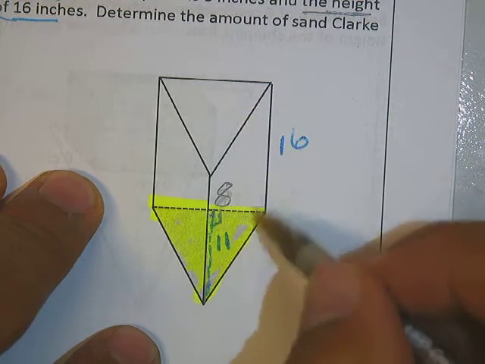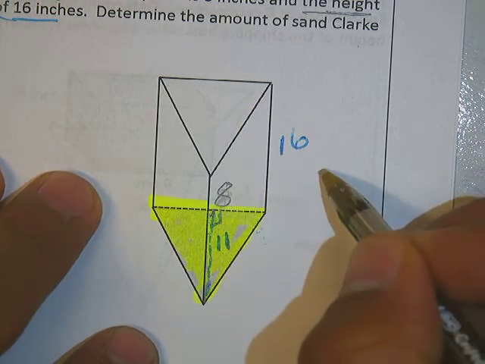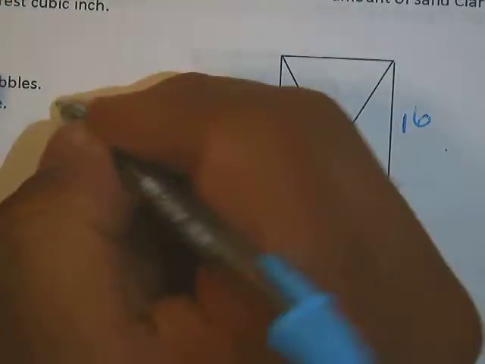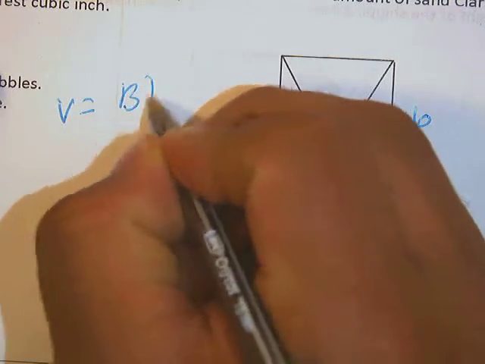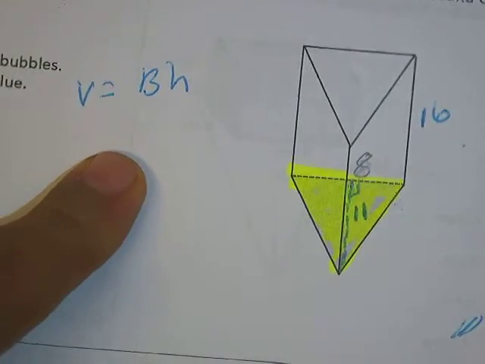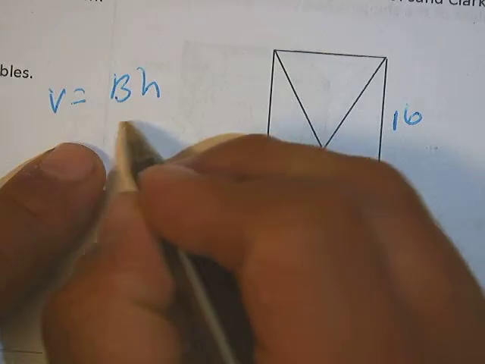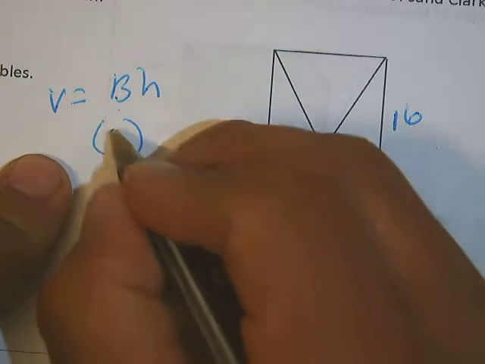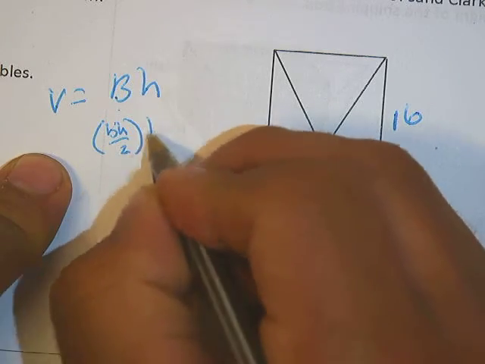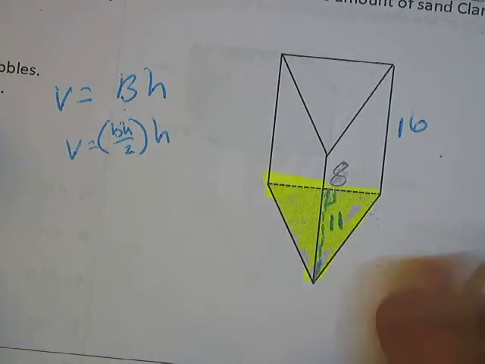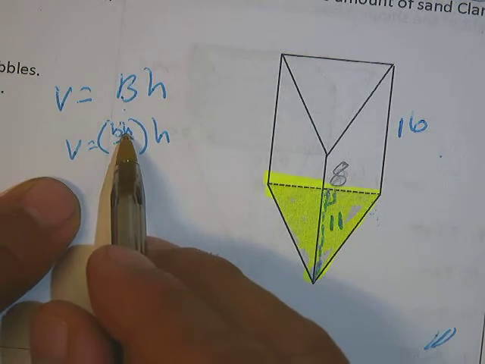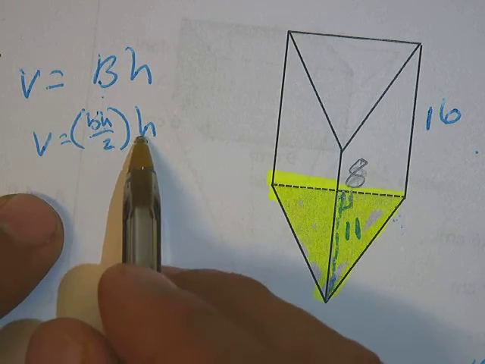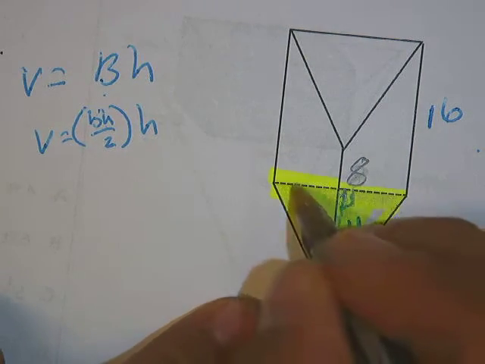And now the height of the prism is 16. So the height of the prism is this guy, because he's the one that holds both bases together, or connects both bases or both triangles. So that's 16. Now I know the formula for this guy is volume equals the area of the base times the height. It's a prism, so we don't divide by 3. I know the base is the area of the base. Well, how do you find the area of a triangle? Base times height divided by 2, times the height.